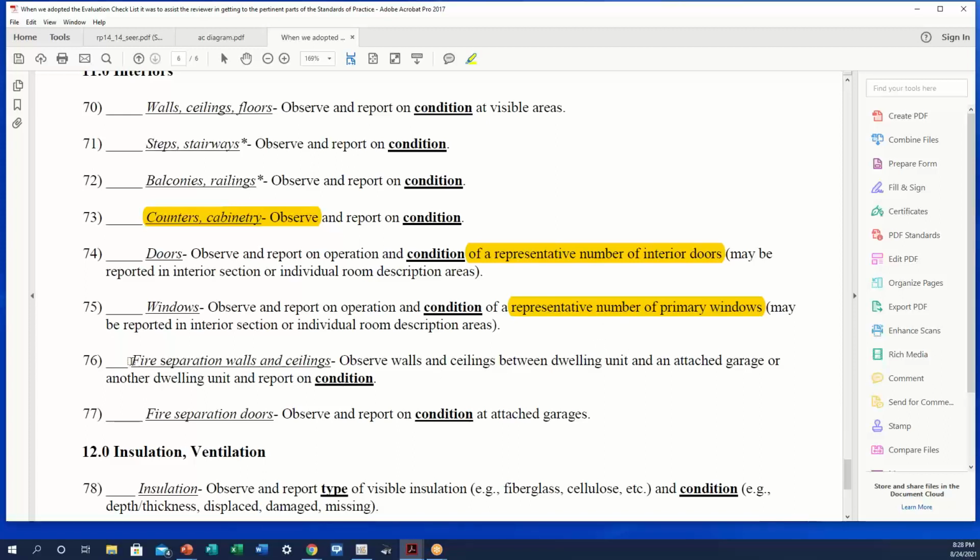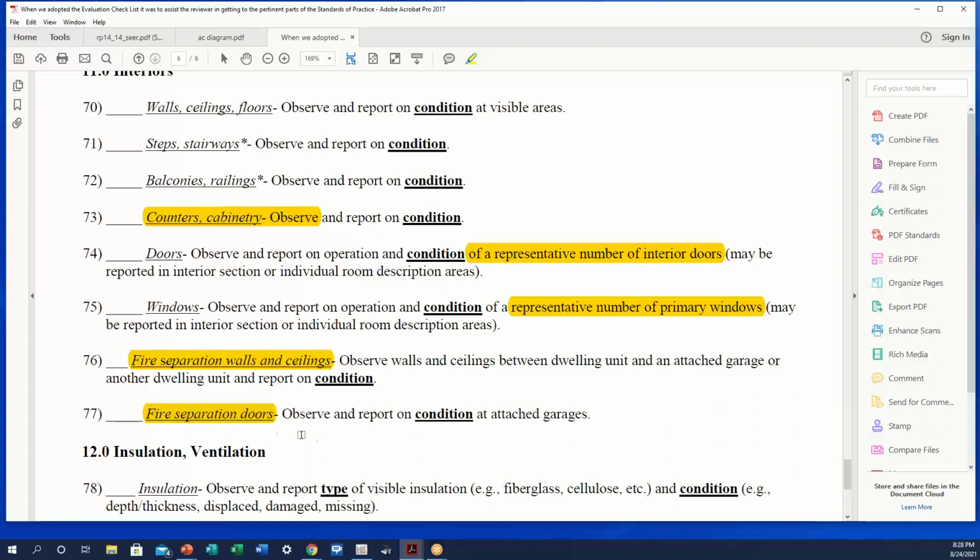Fire separation, at least one in each room. Say what, Roger? At least one in each room. Yes. Fire separation walls and ceilings. Okay, everybody, it's not a firewall. In residential, it's called a fire separation wall. This is what the code says. Okay, it's in the code. This is observe the walls and ceilings between the dwelling unit and the attached garage or other dwelling unit and report a condition.